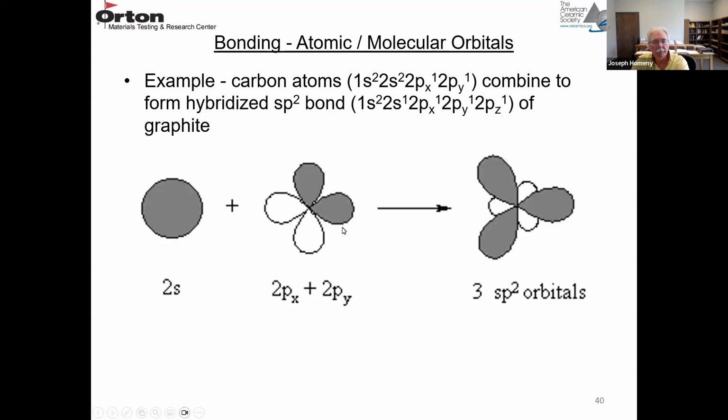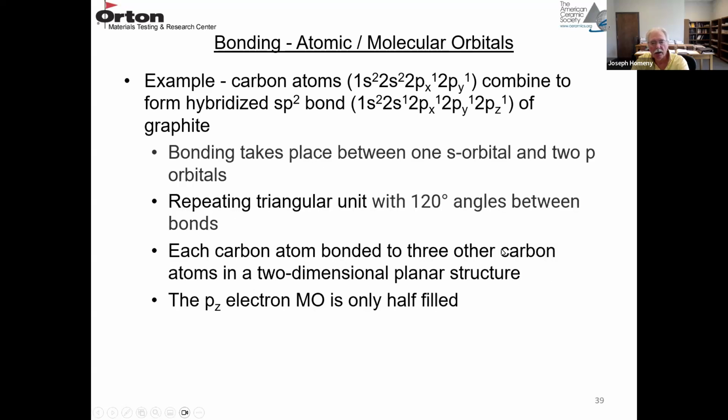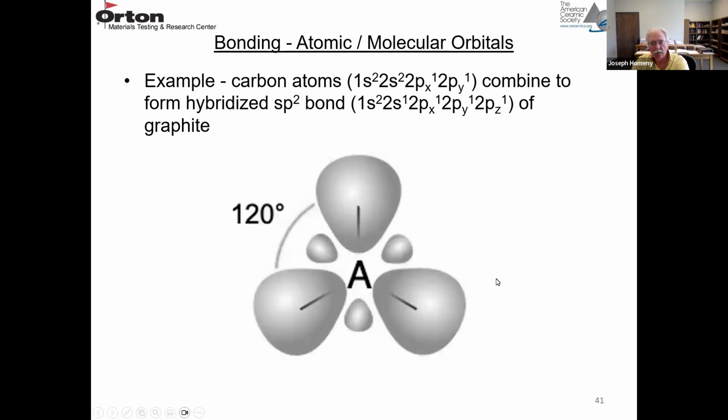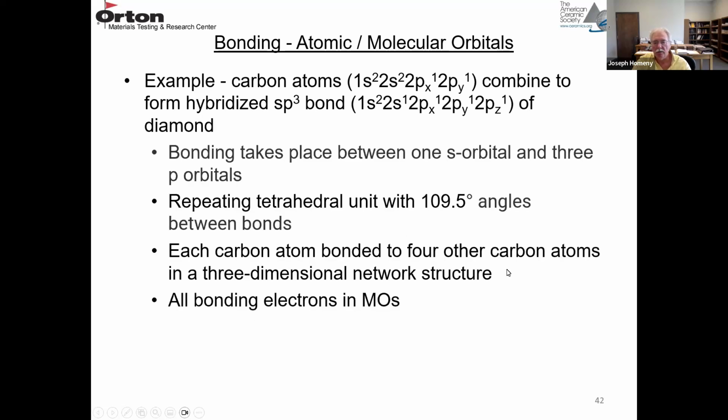Back in graphite, they're only bonded to three other carbon atoms, forming a two-dimensional structure. But in diamond, they're bonded to four other carbon atoms, forming a three-dimensional network structure. That's why diamond is a very hard material. So all the bonding electrons are now in molecular orbitals.